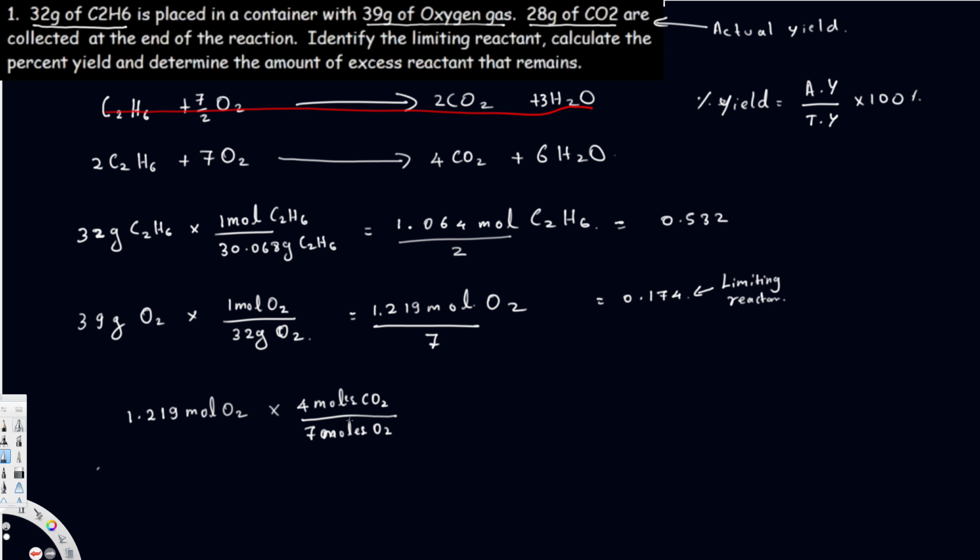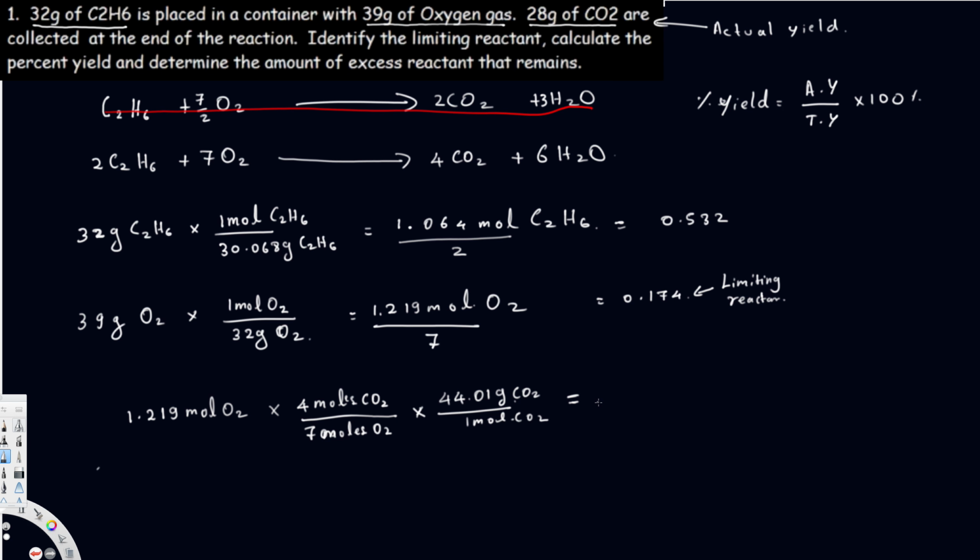But we want to know the grams of CO2 that is produced. That's going to be the theoretical yield, right? To find that, since we have the moles, if we multiply the moles by the molar mass, that's going to give us the mass. So we have to know the molar mass of CO2, which is 44.01 grams in 1 mole. So this is CO2's molar mass, and if you multiply by this, you will get the grams that are produced.